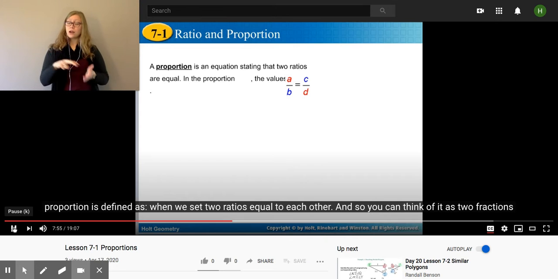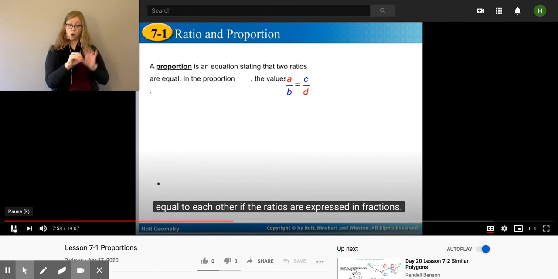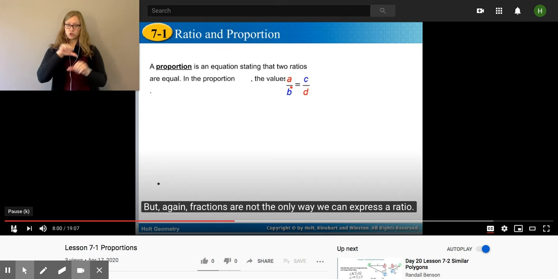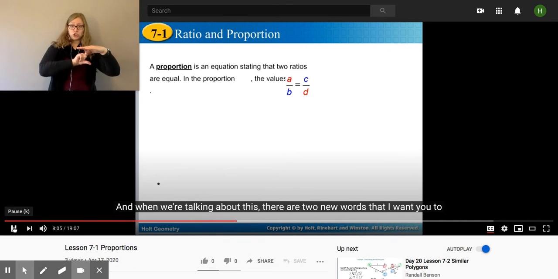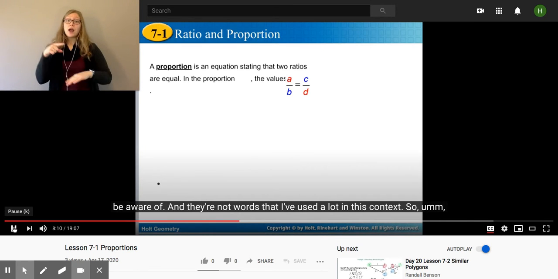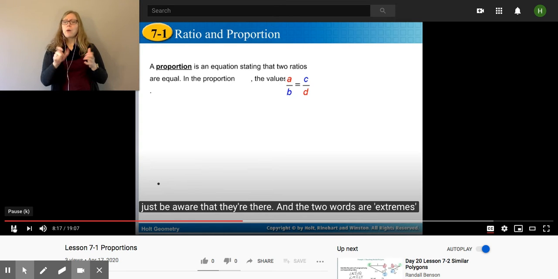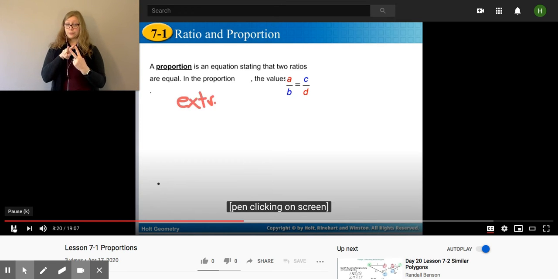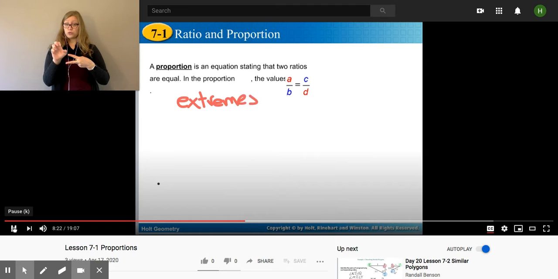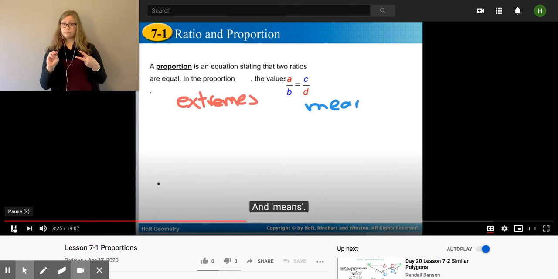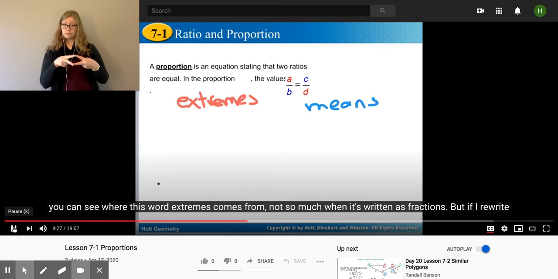A proportion is defined as when we set two ratios equal to each other. And so you can think of it as two fractions equal to each other if the ratios are expressed as fractions. But again, fractions are not the only way we can express a ratio. And when we're talking about this, there are two new words that I want you to be aware of. They're not words that I've used a lot in this context, so just be aware that they're there. And the two words are extremes and means.